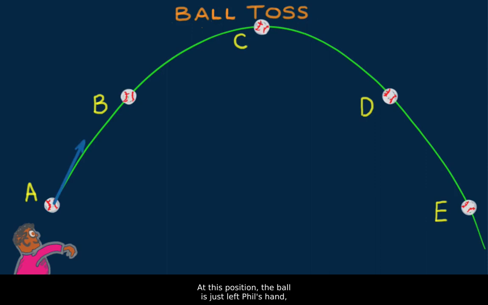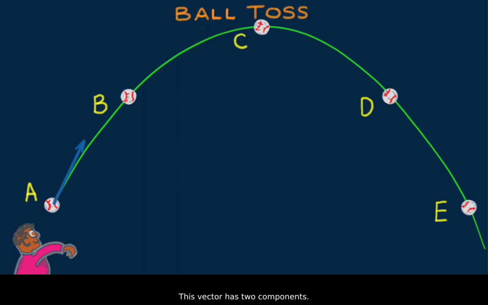At this position, the ball has just left Phil's hand, so no further throwing force acts and remains with the ball. Once out of his hand, the only force on the ball is that due to gravity and the force of air resistance. To make the physics clear, we'll assume air resistance can be neglected.